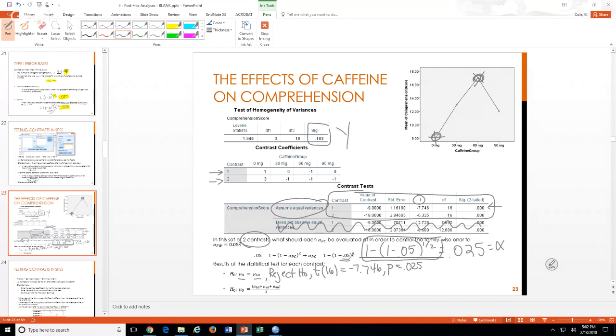Now the next one was, is the 0 milligram group significantly different from this set of the 30, 60, 90 group? What does this one tell us? How do we evaluate contrast 2? How many people say, and raise your hand, reject the null hypothesis? How many people say retain the null hypothesis?